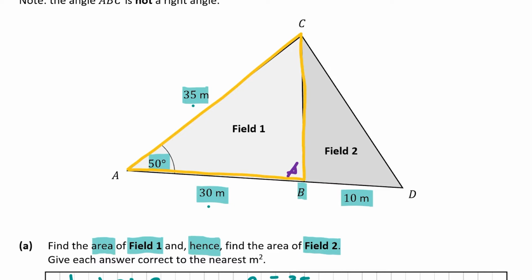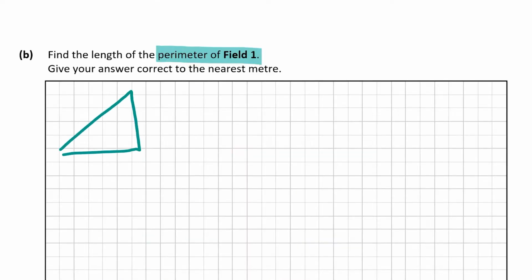So what I'm going to use is the cosine rule to find CB. Because we have A, we have B, we're looking for C, and this here is the sine of C, which we know. So let's use the cosine rule to help us here. So I'm just going to draw out what we have. So this is 50 degrees, 35 meters, 30 meters, and I'll leave a question mark here.